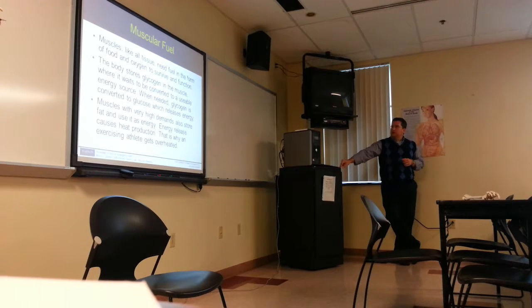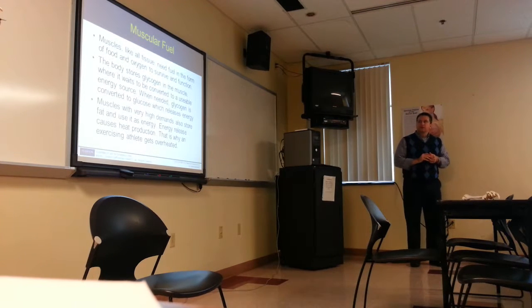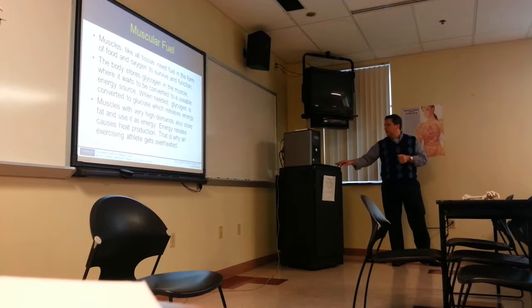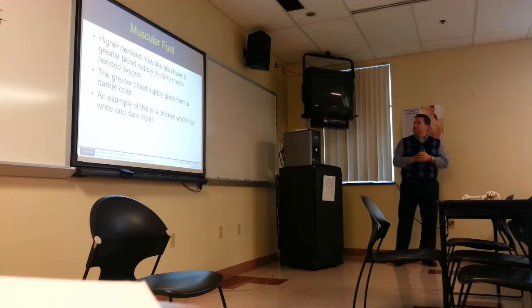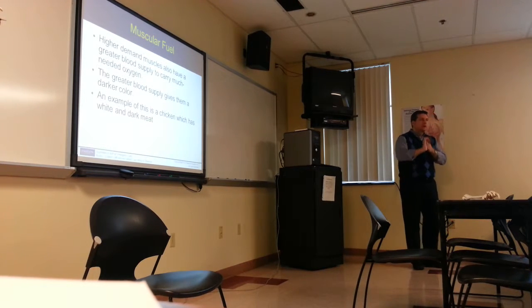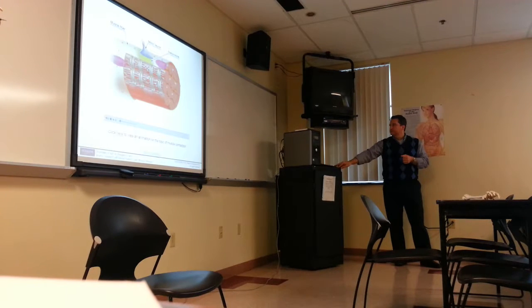Not surprisingly, we are going to have glycogen near the muscles that is going to give us the fuel our muscles need to be used. We know how that happens. And we know that, of course, in the process, we are going to create heat as a byproduct. Higher demand muscles also have a greater blood supply, which means you're going to get more nutrients, you're going to create more waste products, which is why we end up with two different color meats in the chickens.